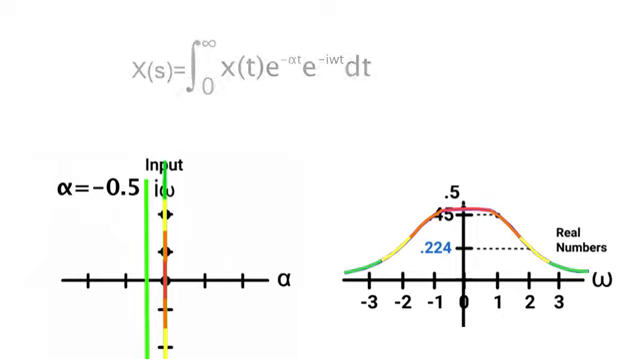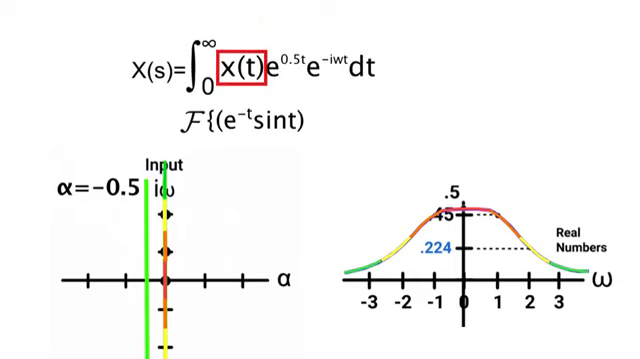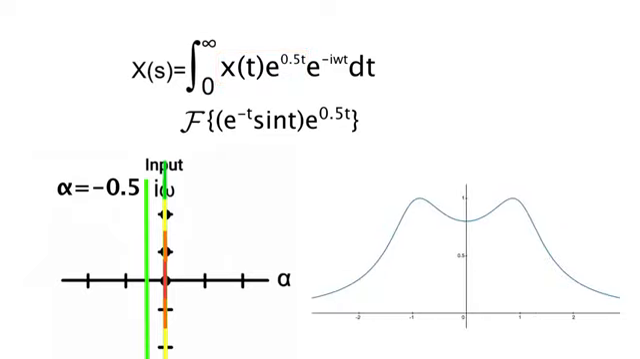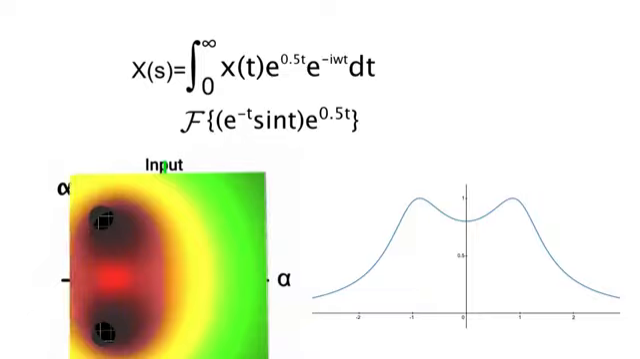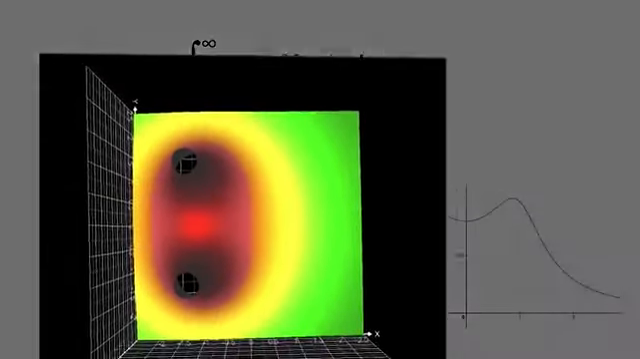Let me just put the original Laplace equation back up top, and you'll note that since there's already a negative sign here, when I plug in negative 0.5 for alpha, this will just calculate the Fourier transform of our original function times e to the positive 0.5t. That Fourier transform will look like this. And again, I could write the magnitudes to show the outputs, or I could use colors. If alpha is swept through the plane, we get the entire Laplace transform plot. And if we actually use a third dimension for those magnitudes, it would look like this.